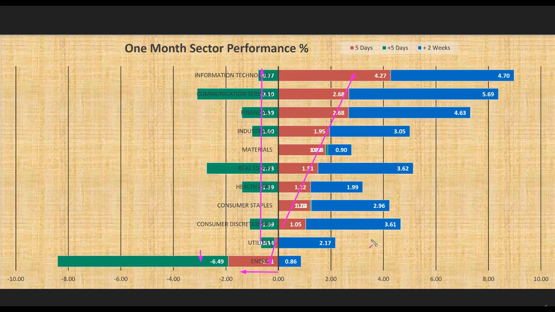What about the blue bars? They are all positive. This is showing that though the sectors are strong this week, over 1 month period, they are showing up, down, up move. This is not the easiest market situation to profit from swing trades.